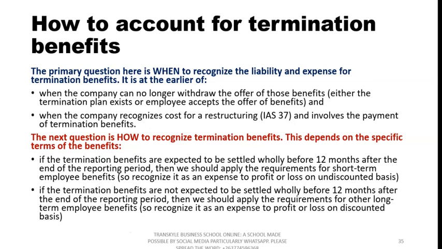It is at the area of when the company can no longer withdraw the offer of those benefits: either the termination plan exists or the employee accepts the offer of benefits, and the company recognizes cost for a restructuring, that is, International Accounting Standard 37, involving the payment of termination benefits. The next question is how to recognize termination benefits.